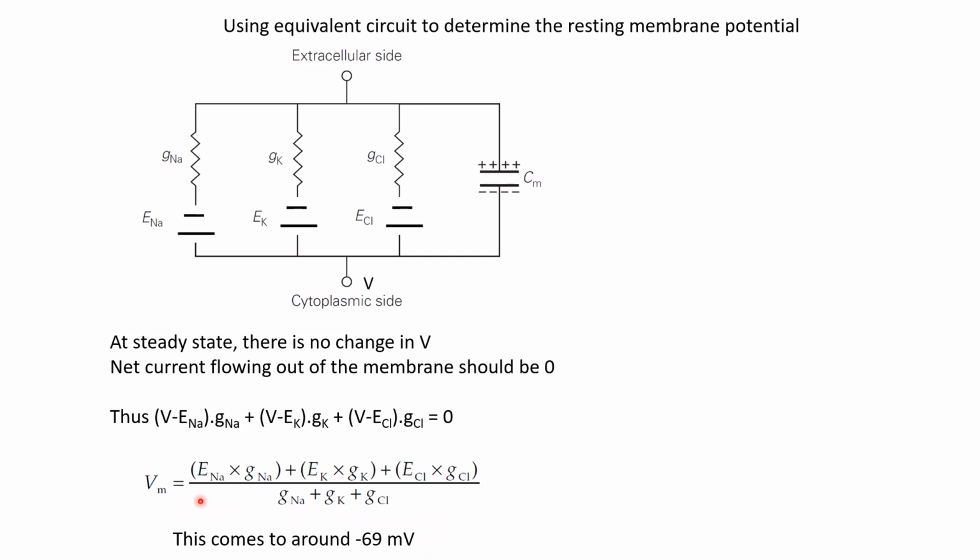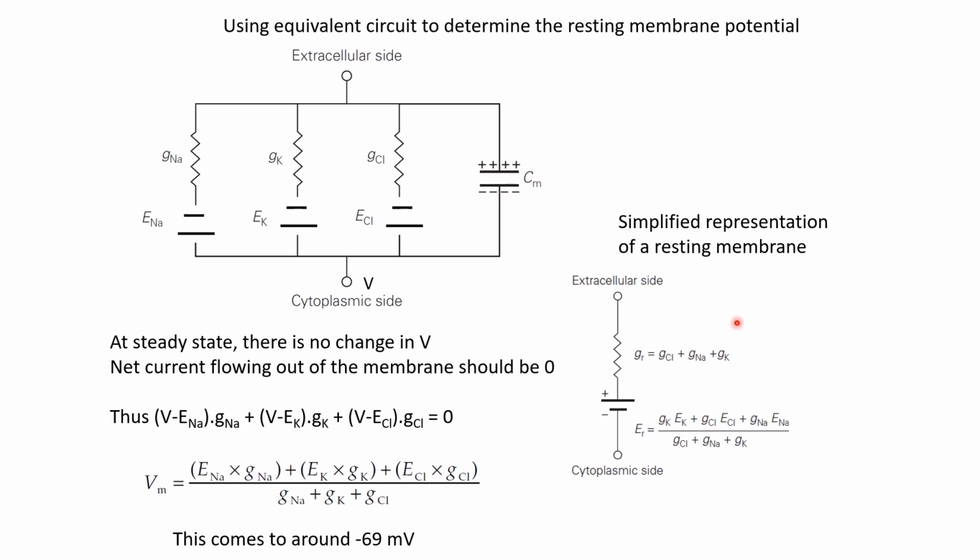So you can see that this value is sort of an average, but it is not simply the average of these three values. It is not ENA plus EK plus ECL by 3. Rather, it is the weighted average, and it is weighted by the conductance. So if conductance of potassium is higher, then this final voltage will be closer to the potassium's equilibrium potential, and so on. And as we know that the conductance of potassium is highest in the resting state, it is not surprising that this value comes closer to the equilibrium potential for potassium.